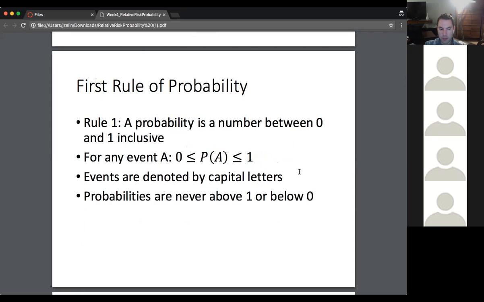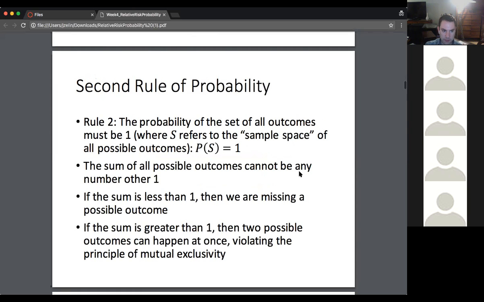So make sure that the probability is inclusive from 0 to 1. It cannot be above 1, and it cannot be below 0. If you ever get an answer like that, it means you've made a mistake, because the definition of probability is that it's going to be a number between 0 and 1 inclusive.